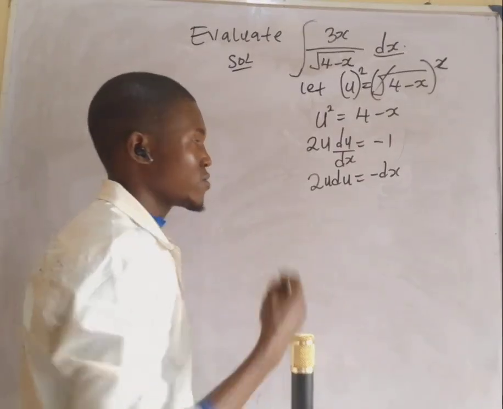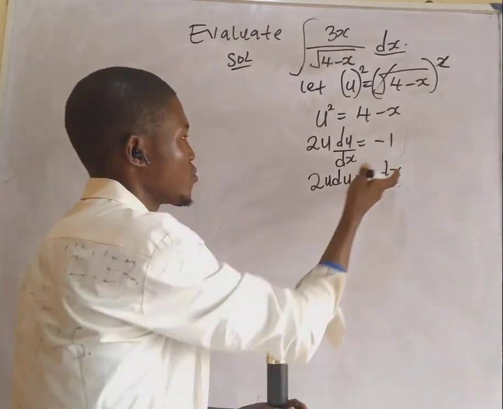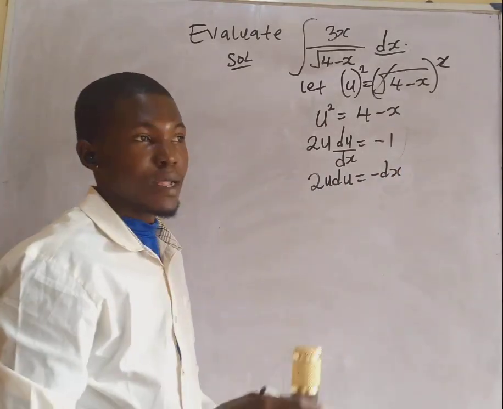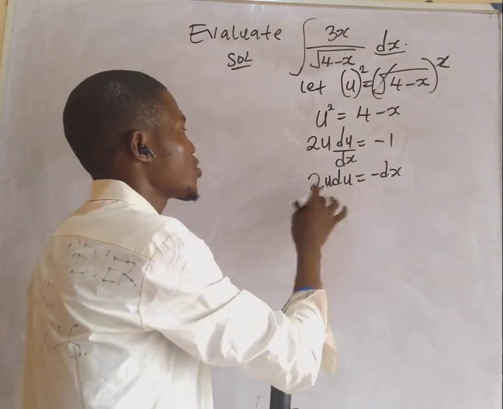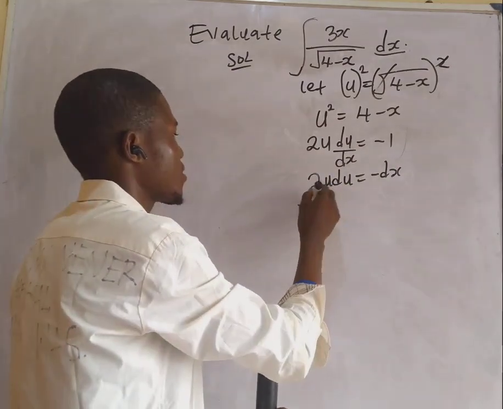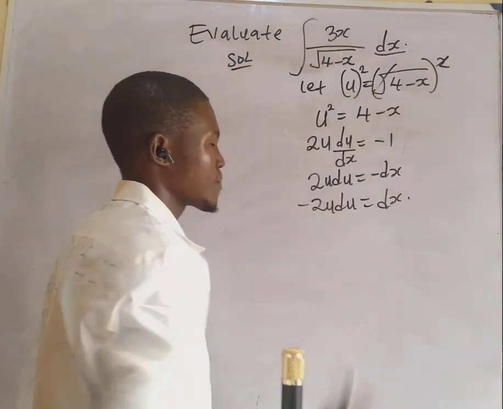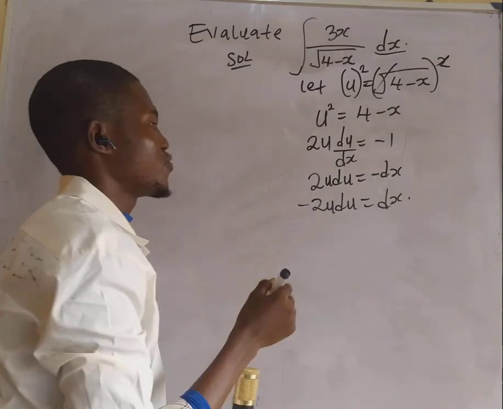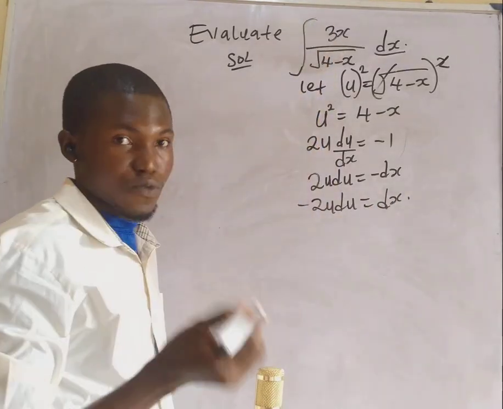But our dx doesn't need to be negative, it needs to be positive. Because it needs to be positive, we multiply both sides by minus. Either you multiply or you divide, either way you remove the negative sign. Minus times minus is plus. So we have minus 2u du equals dx. That is all. Now the next step is to substitute this value of dx. That's what we call the substitution method.